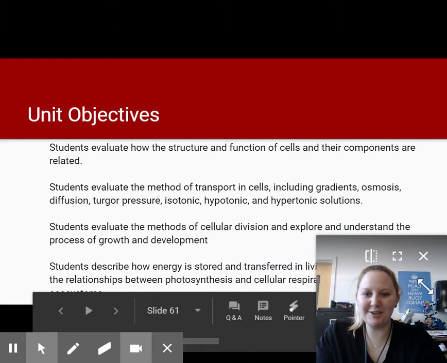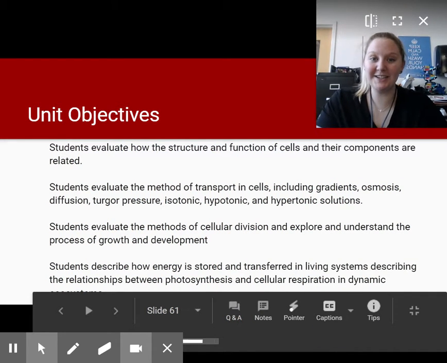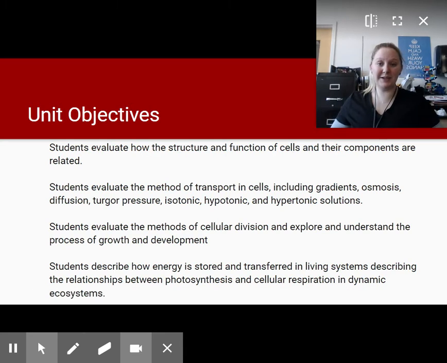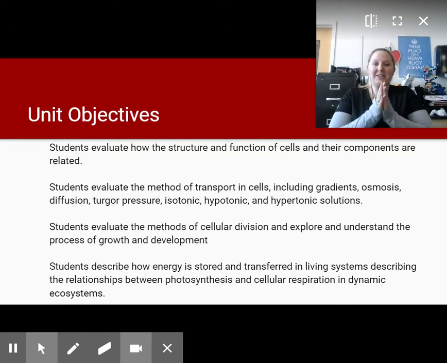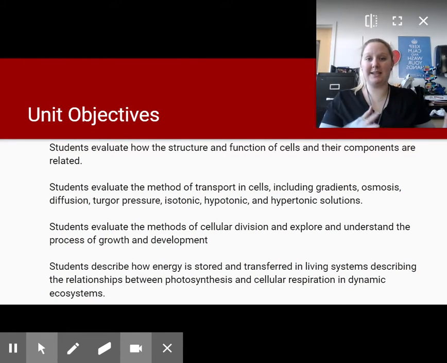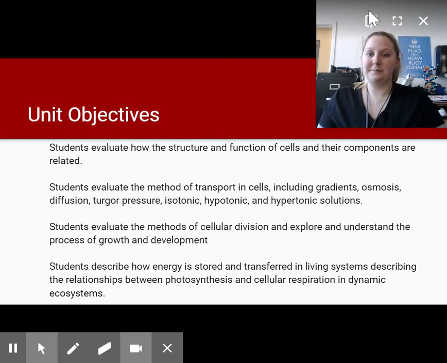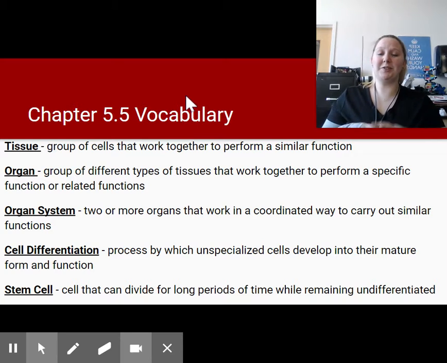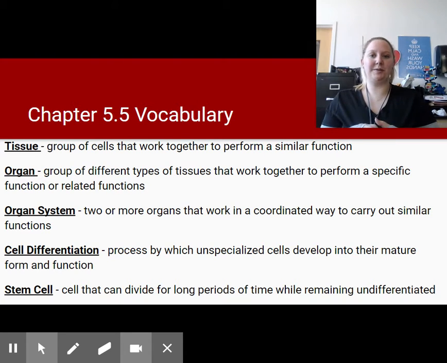Hi guys, today we're talking about multicellular organization of organisms. So we've talked about cells and now we're going to see how organisms are actually made up of cells. That all starts when cells come together and form tissues. Tissues are groups of cells that work together to perform a specific function.